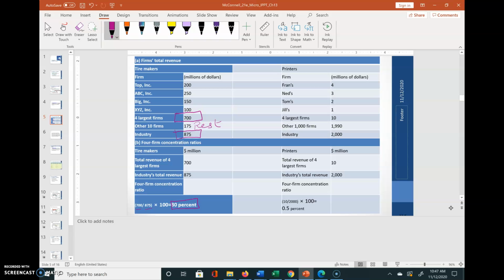Now, if we look at the second industry, which is printers, the revenue of the four largest firms is just $10 million. And there are many firms in this industry. For the rest of the firms, the total revenue is 1990. If we add all of this together, industry revenue is 2000. The four-firm concentration ratio is 10 over 2000 times 100. This is only 0.5%. I will say each firm has a very small market share, so this is indicative of a perfectly competitive market structure. And this one is indicative of an oligopoly market structure.